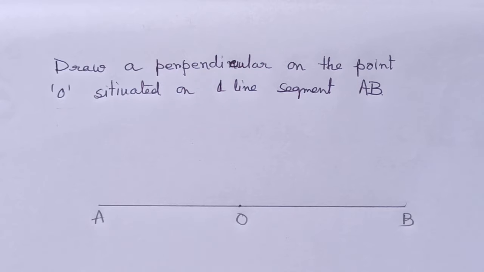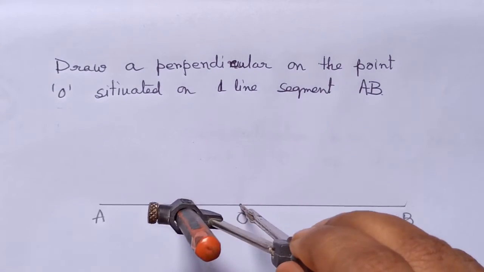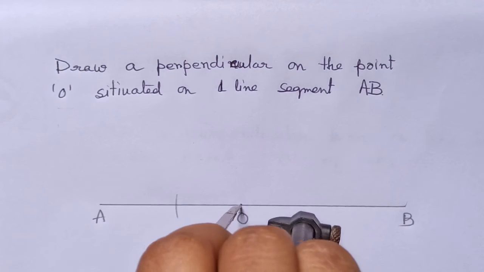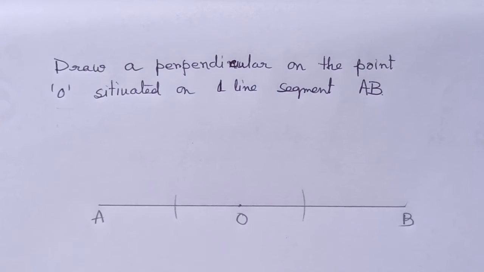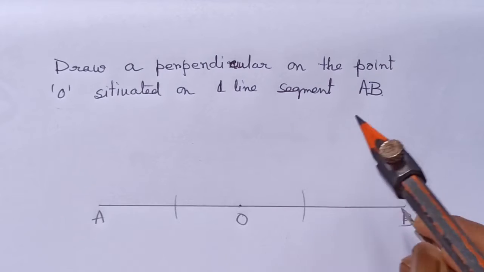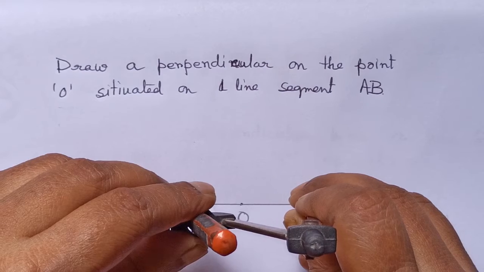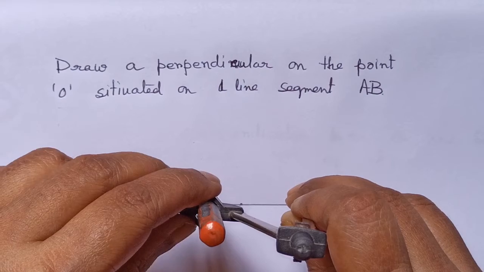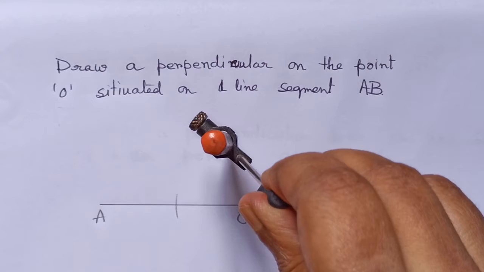For that we have to put the compass on O and cut AB on both sides of O with any radius. Now put the compass on those cutting points on AB and take a radius that may be more than the half of this length, and draw two arcs on the upper side of AB.